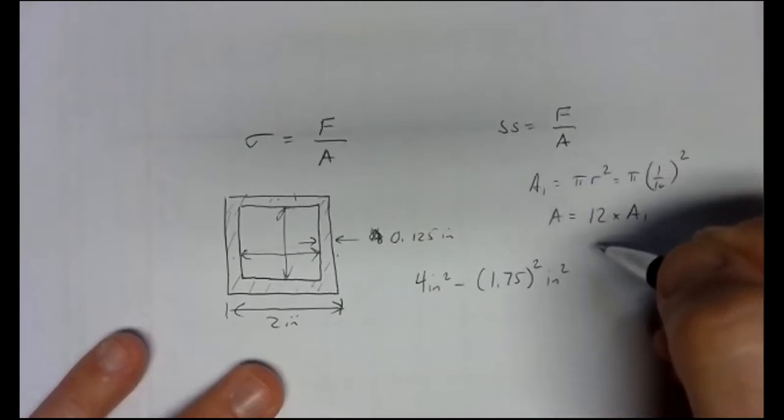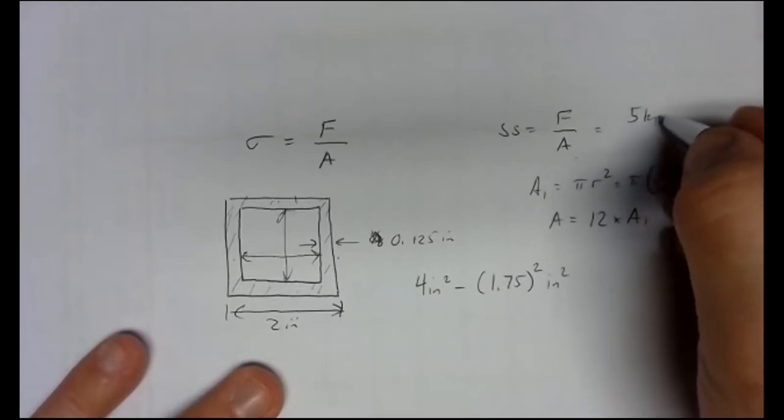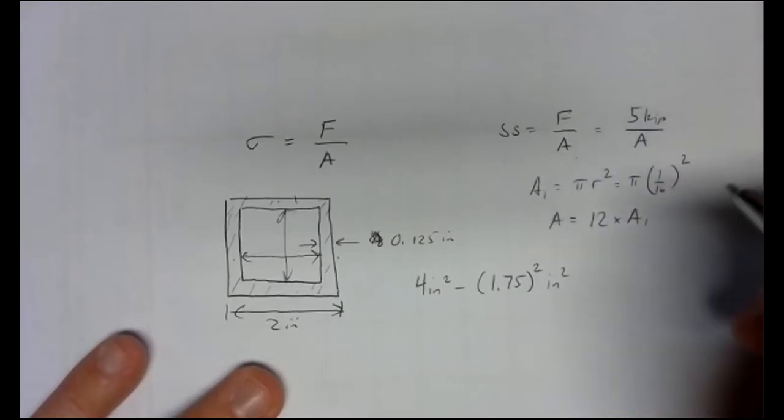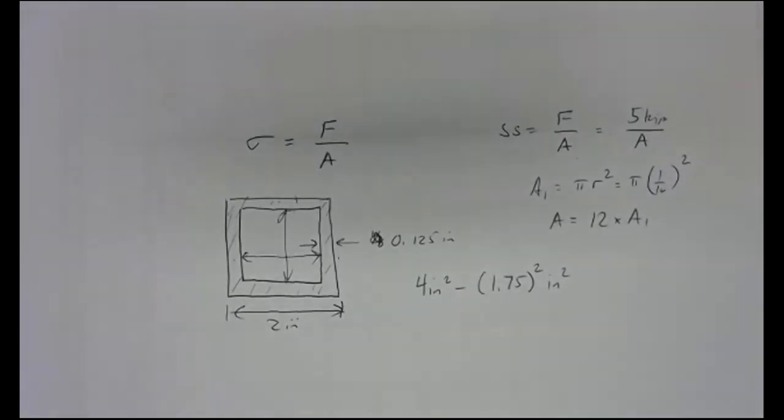The force is 5 kips. So our shear stress would be 5 kips divided by whatever the total area we found, and that would be some number of KSI. Not too many problems on that, short of area calculation issues for the most part. On the exam, people did pretty well with this. Just got to be sure you're finding your area correctly.